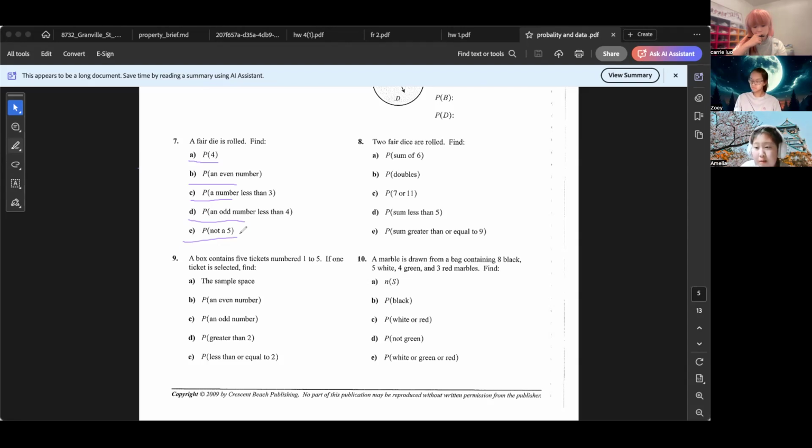For C, a number less than 3, does it include 3? I'm assuming it just means 2 and 1. Okay. Done.